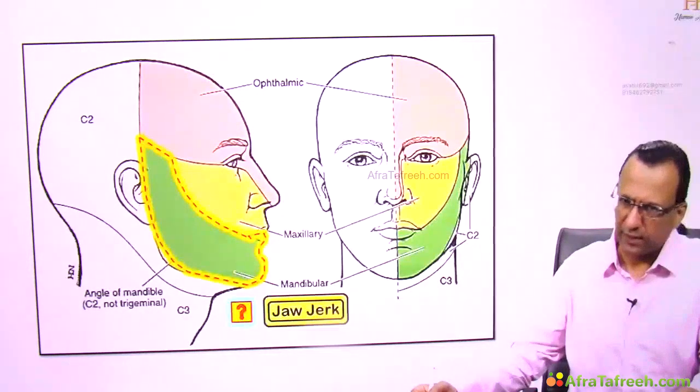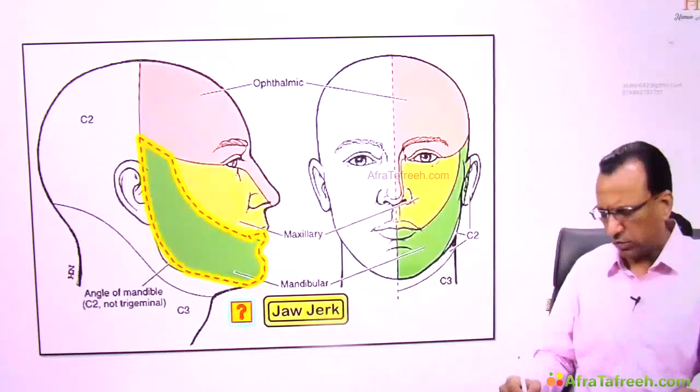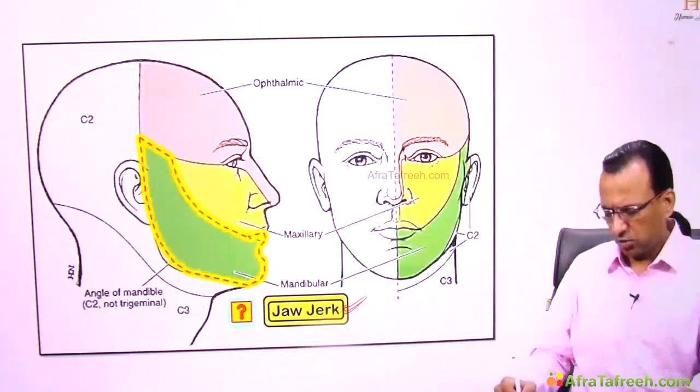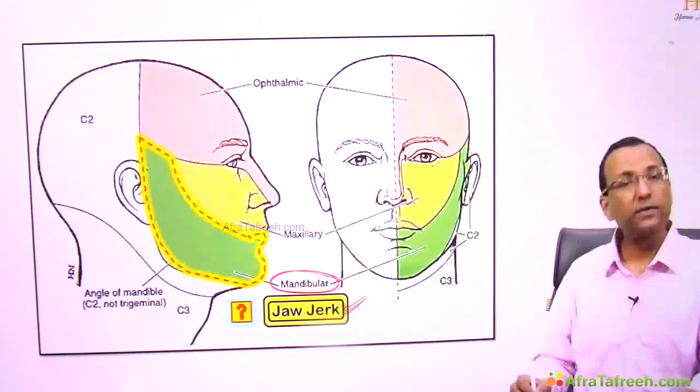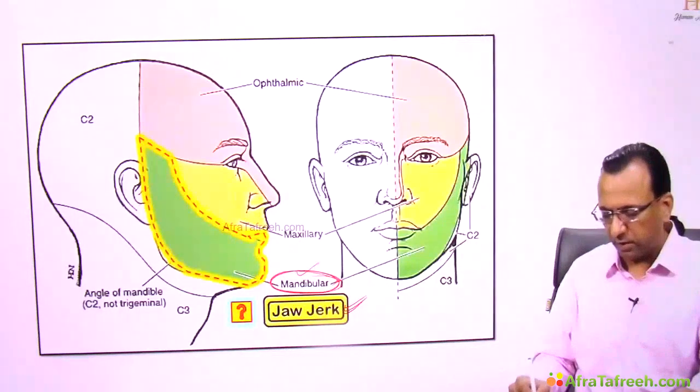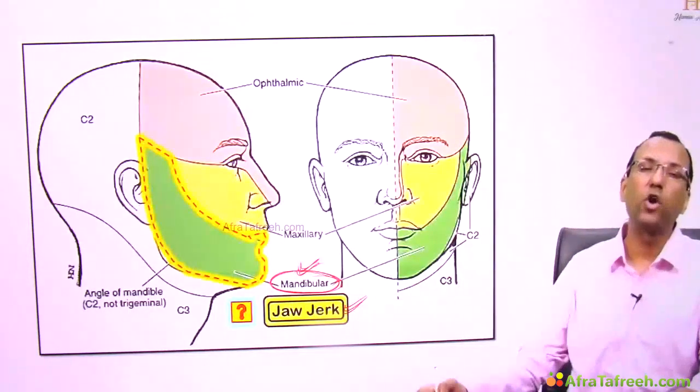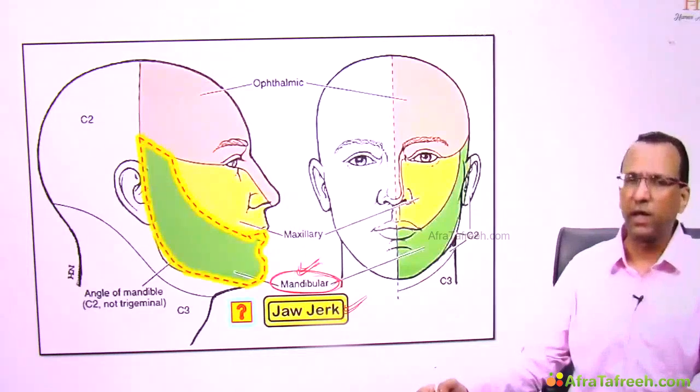Jaw jerk, masseter reflex? Yes. I think the jaw jerk, masseter reflex, is carried by the mandibular nerve, a sensory motor nerve? Yes. Since the mandibular nerve is a sensory motor nerve for the jaw jerk or masseter reflex, is it working or not in cavernous sinus thrombosis?